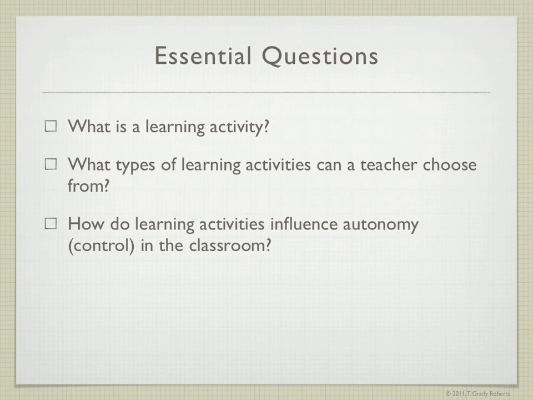So our essential questions for this presentation: what is a learning activity? And we talked about that. We talked about the interactions that happen in the classroom. We talked about the different types of activities that a teacher can choose from. We talked about teacher-centered activities, social interaction activities, and student-centered activities. And then we talked about how those different types of activities influence autonomy or control in the classroom.